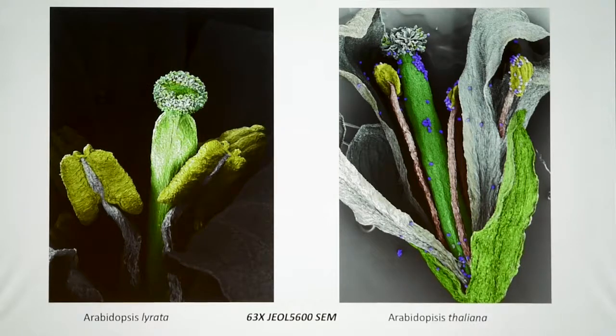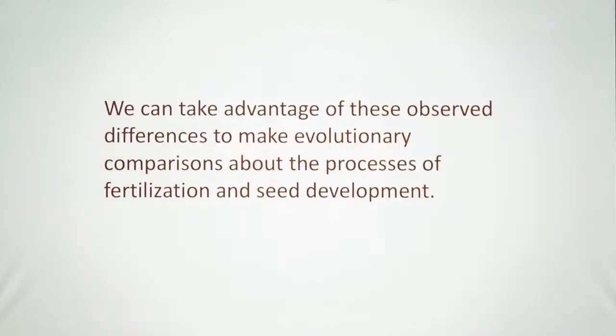While with Arabidopsis thaliana, if you can see the purple dots on here, the pollen grains have matured, they've exploded, they've come out. They're actually landing on top of the plant here, so both sexual parts of the plant are mature at the same time, and it can self-pollinate. So that was sort of the take-home message of this image. We can take advantage of these observed differences and make evolutionary comparisons on the process of the fertilization of seed development.